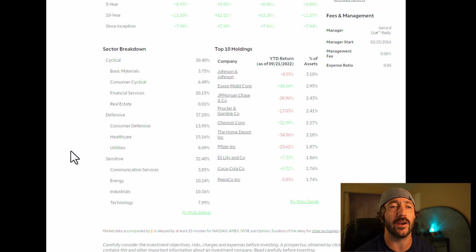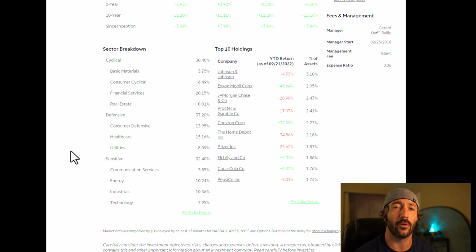And what I mean by weight, it says percentage of assets that's in them. So you can see Johnson & Johnson holds 3.1%, ExxonMobil is 2.95, JP Morgan's in there. Anyway, you guys can see the rest of the holdings there. I think it's important to look at at least the top 10 there.